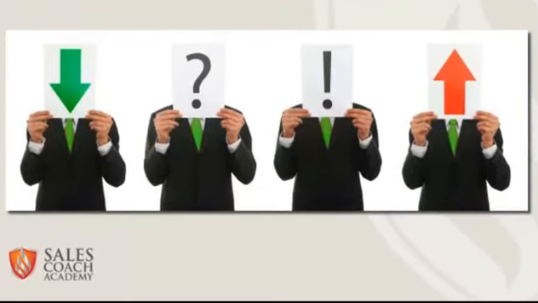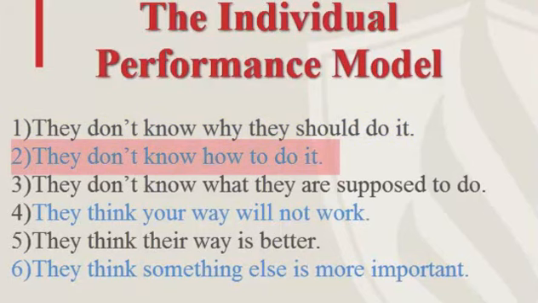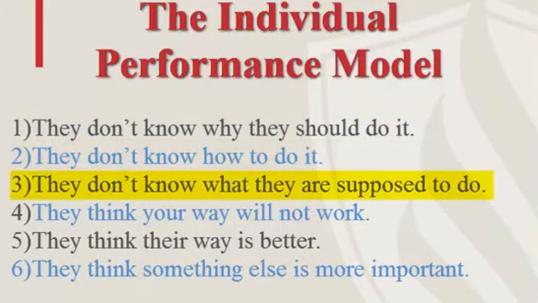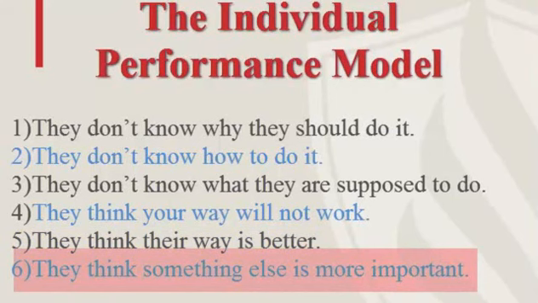Number two, they don't know how to do it. Well, we've covered that. Number three, they don't know what they're supposed to do. Number four, often they think your way is not going to work. And number five is the other half of that. They think their way is better. And so, in other words, they're choosing not to do it your way. And then number six, they think something else is more important. Again, they've put it through their filtering system and they've thought that something else is more important.